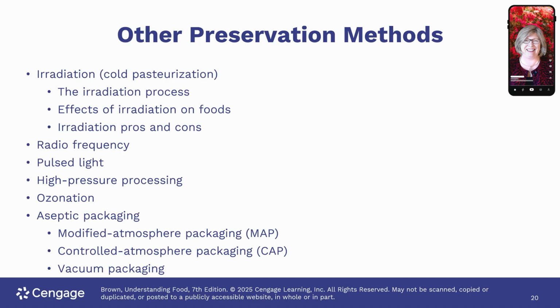Other preservation methods you have: irradiation, which is similar to pasteurization, but it uses a cold method. Not everybody is in agreement of whether this is the best way to preserve food, but we're seeing it done. Radio frequency, pulse light, high pressure processing, ozonation, aseptic packaging. Now that's where we have modified atmospheric packaging, controlled atmospheric packaging, and vacuum packaging. And this is where the wrapper for the food is modified in a way that keeps it from coming into contact with as much oxygen.